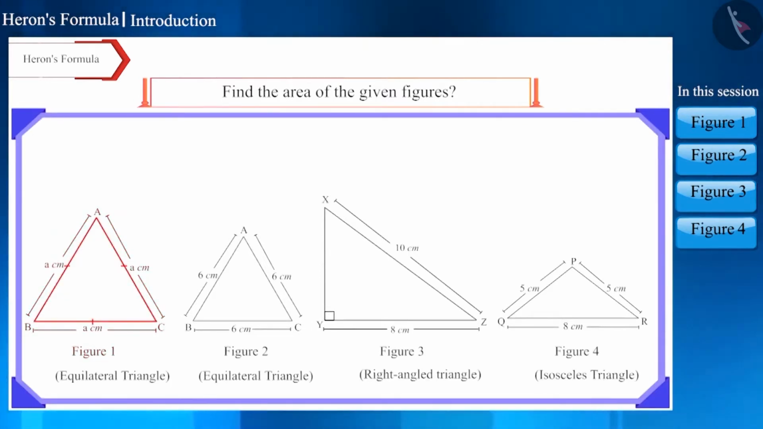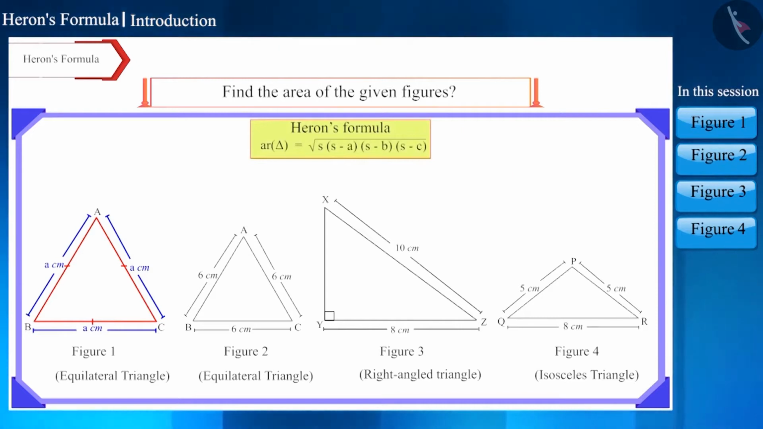Look at the first figure carefully. This is an equilateral triangle and the length of all its sides is a. Here, we are not given any information about the height. We know that when we are given the length of all the sides of a triangle, then to find its area, we can use Heron's formula. So let's start.